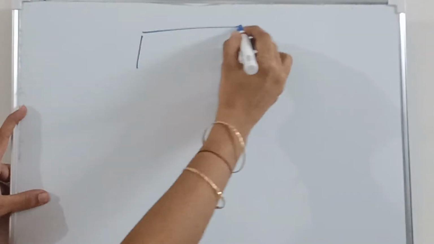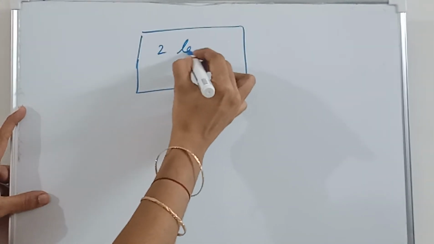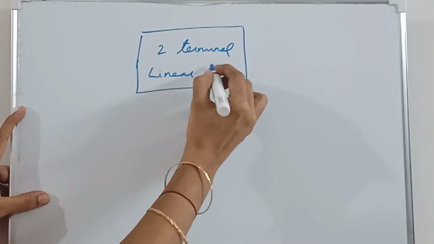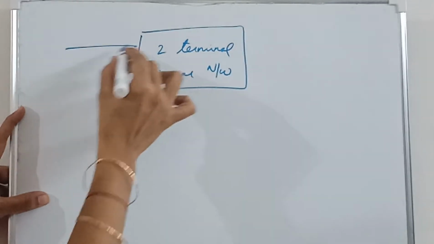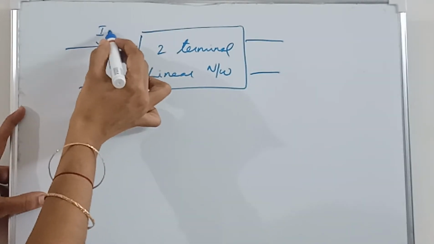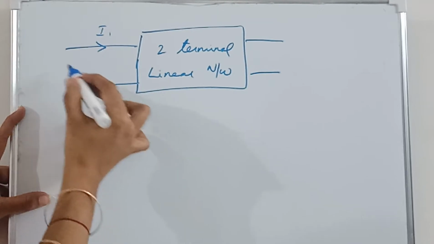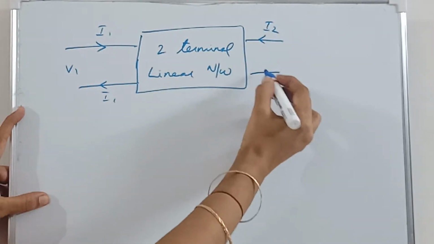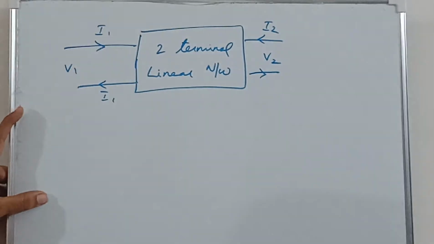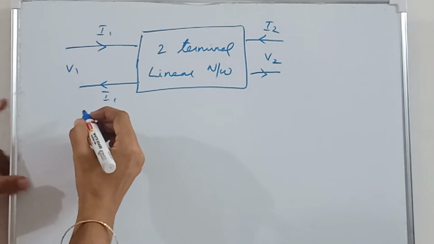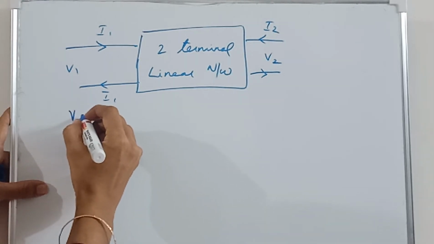Consider a two-terminal linear network. A two-terminal linear network usually has two ports, port 1 and port 2. Let the variables for port 1 be I1 and V1, and similarly for port 2, I2 and V2. Which means you can write two of the variables as dependent variables.